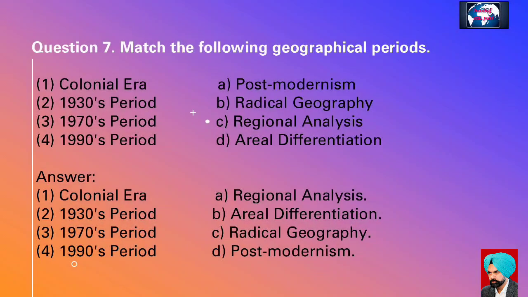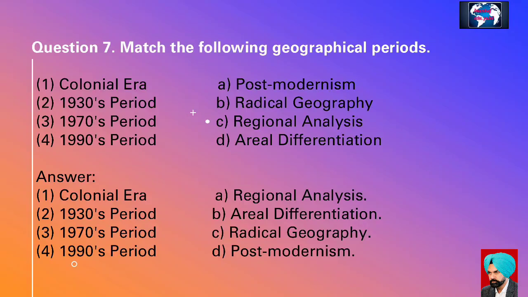Question 7. Match the following geographical periods. 1. Colonial era. A. Postmodernism. 2. 1930s period. B. Radical geography. 3. 1970s period. C. Regional analysis. 4. 1990s period. D. Areal differentiation.